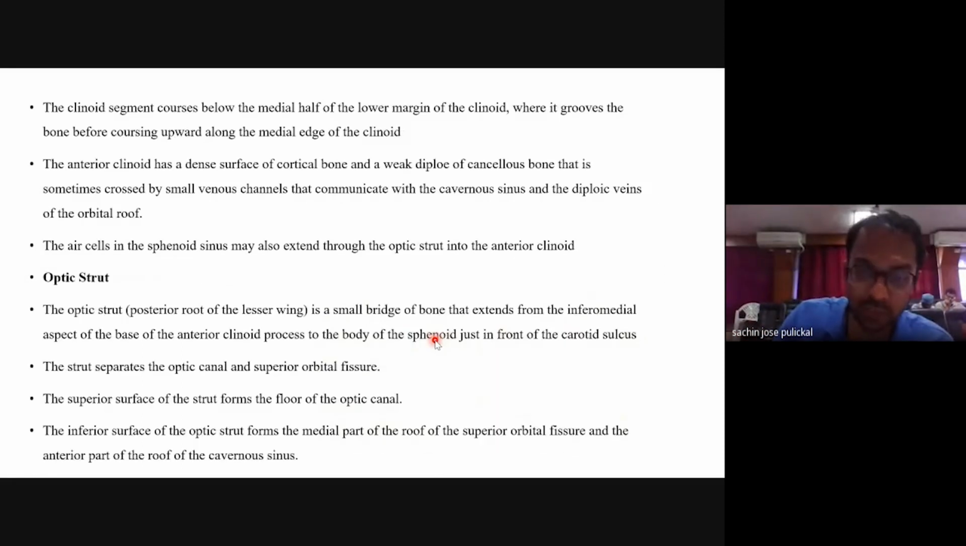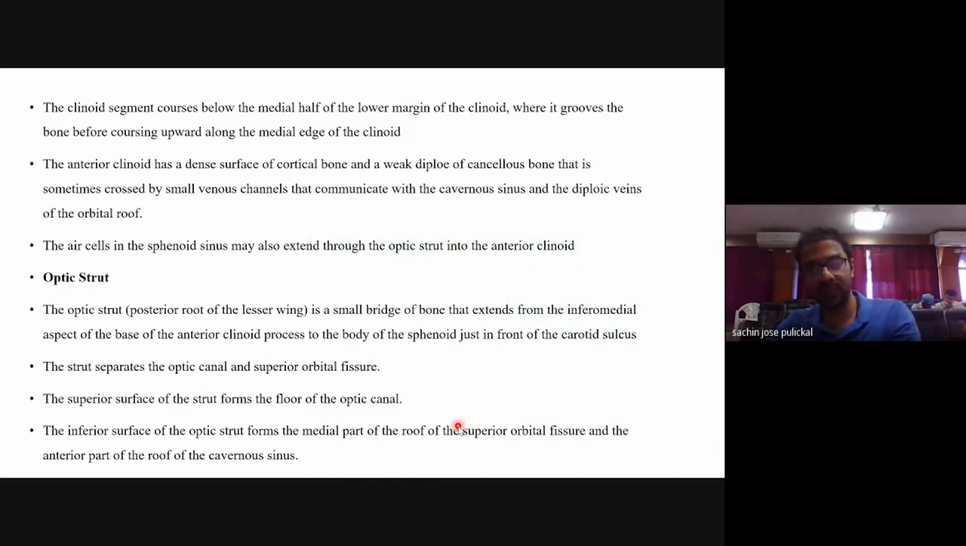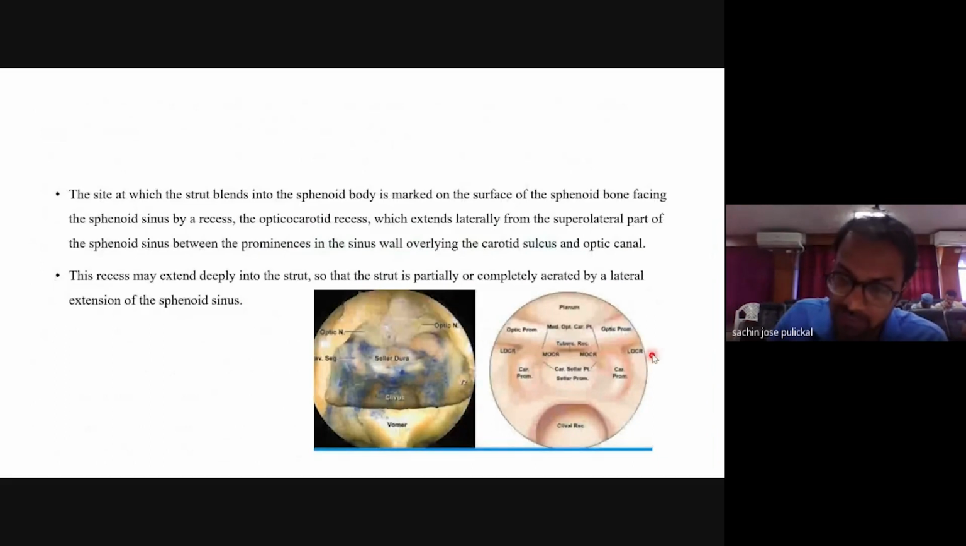So when you're looking from the intracranial cavity, you will see a projection here. The lateral opticocarotid recess forms the intranasal landmark for the optic strut. So this is the optic strut, which separates the optic canal from the superior orbital fissure, and will be somewhere here. So the lateral OCR is a landmark for your optic strut in intranasal approaches. That is the importance of the opticocarotid recess.